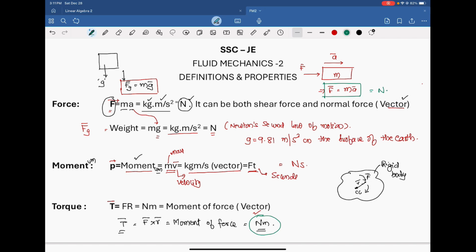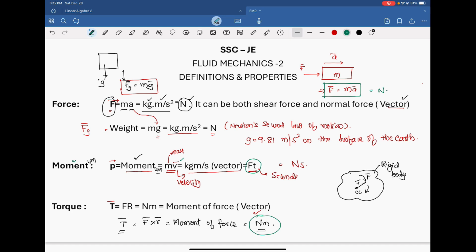Now, once we know these basic physical quantities, when this force is applied for a small time, then this is called as moment, and when it is calculated as mv, it is called as momentum.